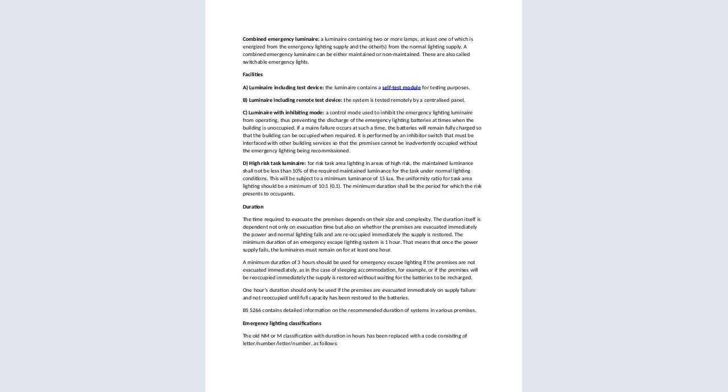We have another one which is non-maintained. That is the modes of operation. We have the maintained and the non-maintained. Now what about the non-maintained? In the non-maintained emergency luminaire, a luminaire whose emergency lamps only come on when the power supply to the normal lighting fails. That is, non-maintained is a typical mode in the workplace or similar environment in which artificial lighting is normally deployed when the premises are occupied.